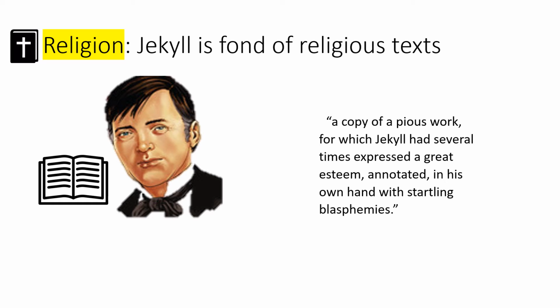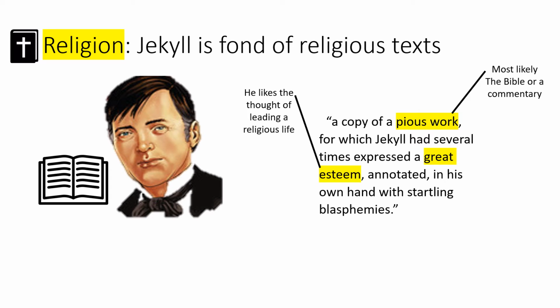There's a lot in this quotation, so let's unpack this together now. A pious work, firstly. This is most likely the Bible or a commentary written by a preacher or a theologian living in Victorian times. And this is what he has in his study. Strange. In a scientific room, he's got a copy of a pious work. He also holds it in great esteem. He likes the thought of leading a religious life. He likes the idea of having the head knowledge, shall we say, to go along with this, but he doesn't really take it and apply it to his actions very effectively. He tries, but he fails, and that's why he creates Hyde.